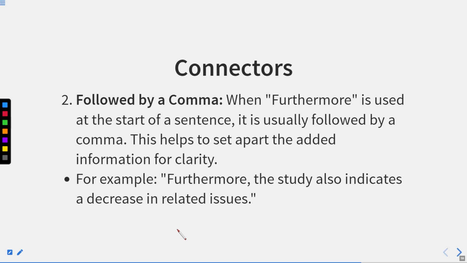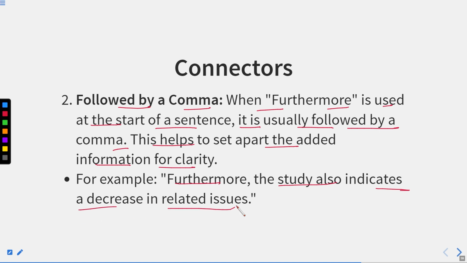Okay, though it will begin the sentence, it will not begin the story. Followed by a comma. When furthermore is used at the start of a sentence, it is usually followed by a comma. This helps to set apart the added information for clarity. Okay, for example: Furthermore, the study also indicates a decrease in related issues.